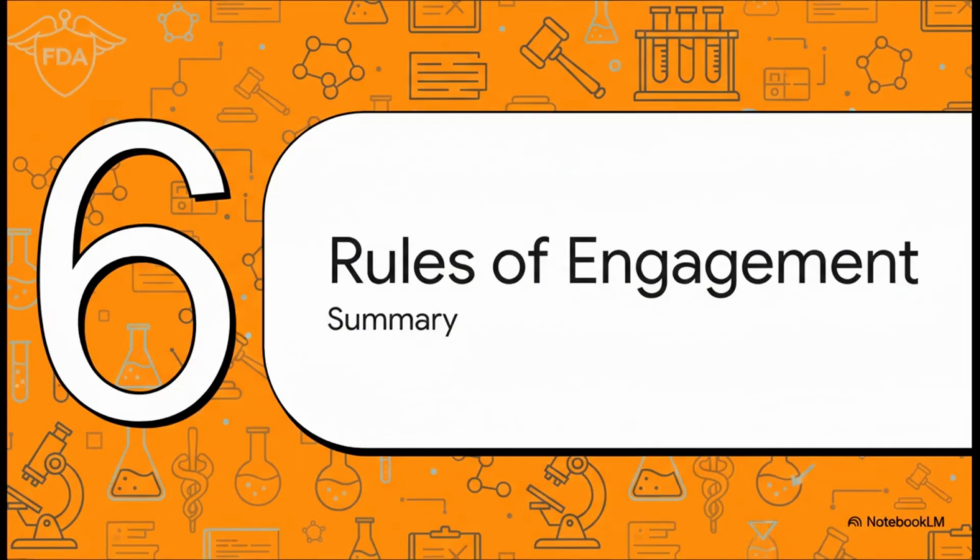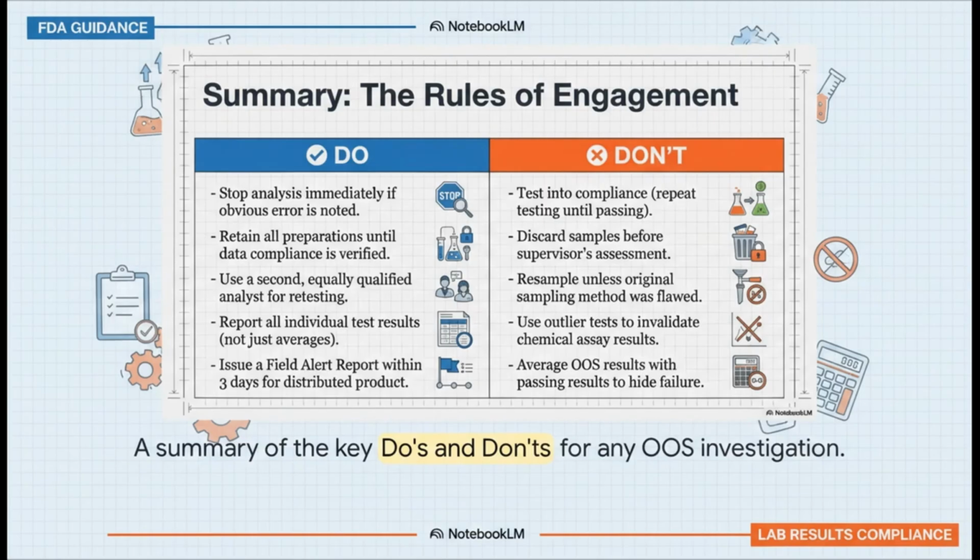We have covered a lot of ground. So let's take a moment to boil it all down to the most important actionable takeaways, the rules of engagement for any OOS investigation. This table is basically your cheat sheet. On the do side, always stop when you see an error, hold on to your samples and preparations, and report every single result. And on the don't side, never ever test into compliance, don't use outlier tests to just invalidate a result, and don't average away a failure.